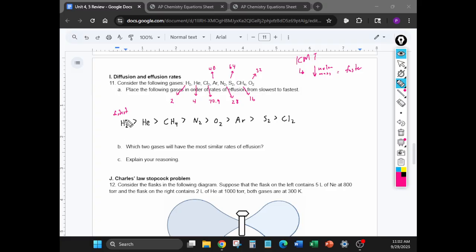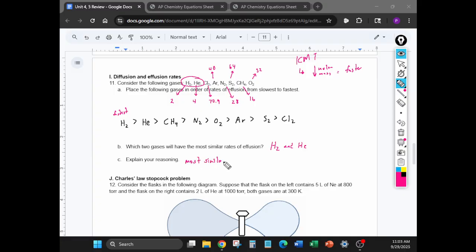You basically need to look at the molar masses, which ones have the closest molar mass. And the answer is going to be H2 and He, because the difference is just 2. Just take a look at the difference in numbers. Even the other close ones differ by like 4 and so on. So the two gases with the most similar rates of effusion will be H2 and He. And then your reasoning would be most similar molar mass.